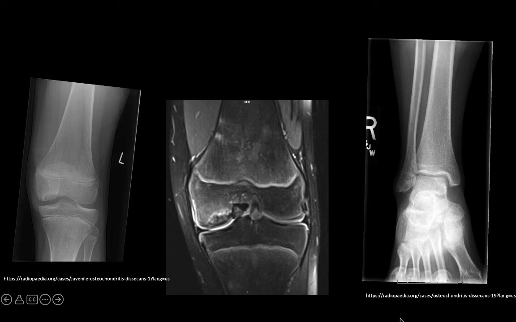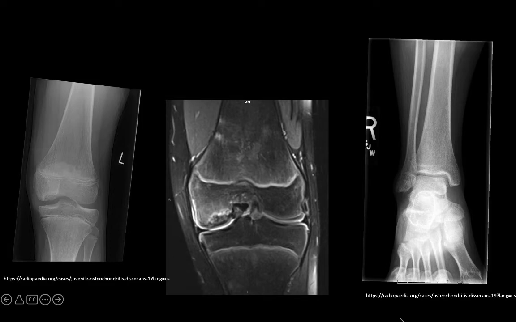Now think about this. Radiographically, we can see the epiphysis, the extreme ends of the long bone, but we cannot see the articular cartilage that overlies it. So sometimes in osteochondritis dissecans, there's only a chondral component and we can't see it radiographically. MRI would be the modality of choice to assess chondral-based osteochondritis dissecans.